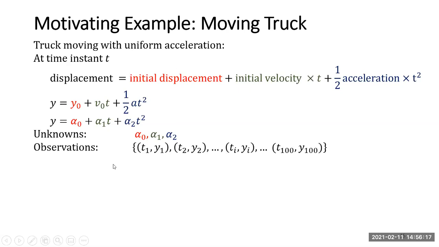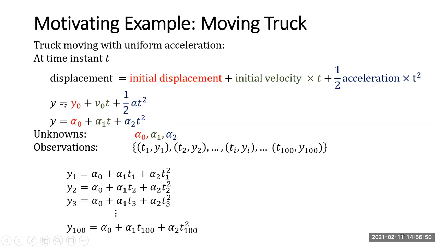Now we take 100 observations at different times. At time t1, we have y1 as our displacement. At time t2, the displacement of the truck was y2. In the ith time step, it was yi, and we have, let's say, 100 samples of the displacement. And from these 100 samples, we have to figure out what these alpha naught, alpha 1, and alpha 2 are.